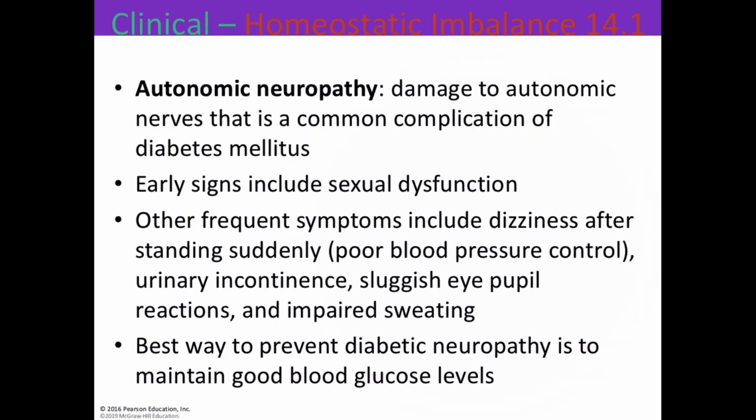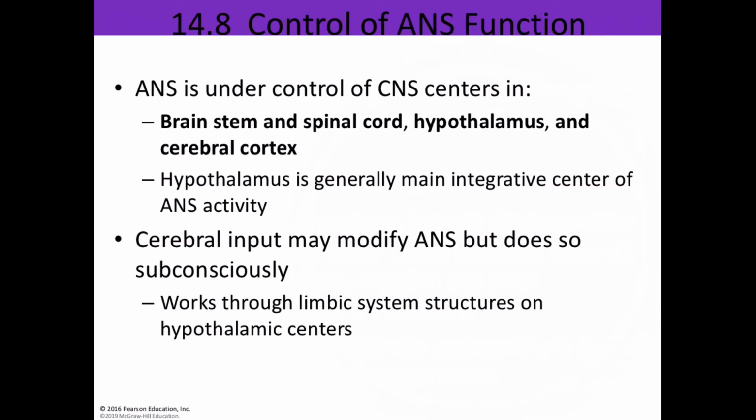I'll now continue. So autonomic neuropathy, class, will be damage, class, to those autonomic nerves, and this particularly is a complication, class, of diabetes mellitus. I'll continue on, class. So the autonomic nervous system, class, is under control by the central nervous system centers. We did part of these in our prior lecture. The brainstem, the spinal cord, the hypothalamus, and the cerebral cortex, class.